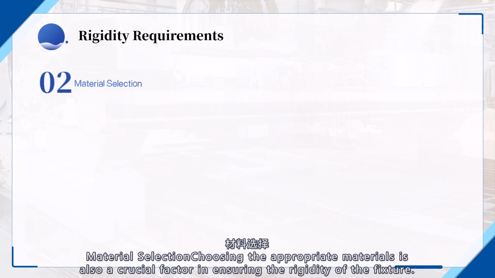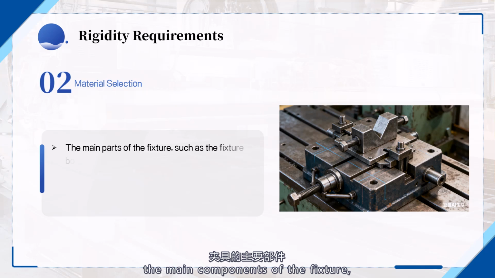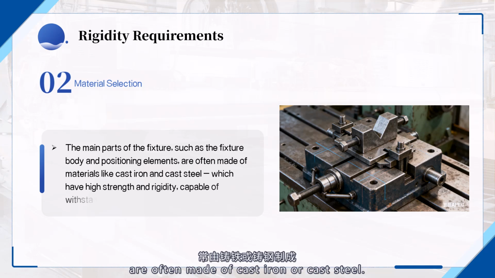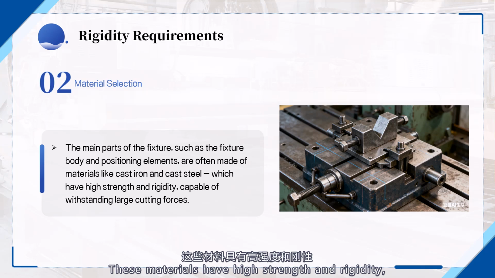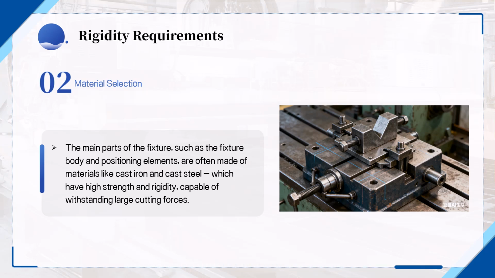Material selection. Choosing the appropriate materials is also a crucial factor in ensuring the rigidity of the fixture. Generally, the main components of the fixture, such as the fixture body and positioning elements, are often made of cast iron or cast steel. These materials have high strength and rigidity, allowing them to withstand significant cutting forces.